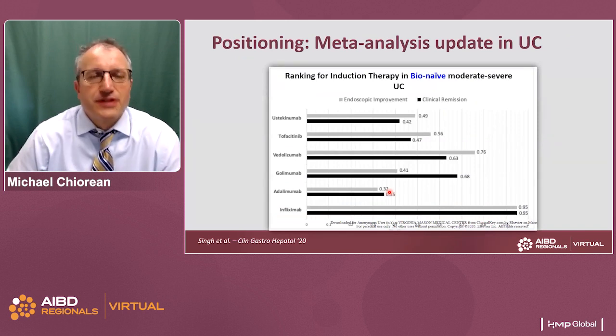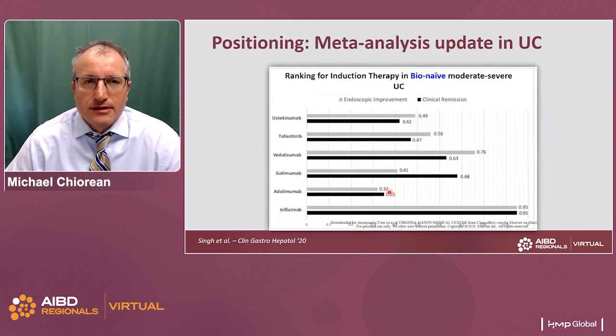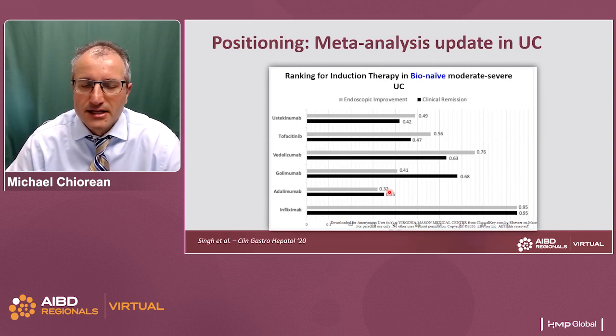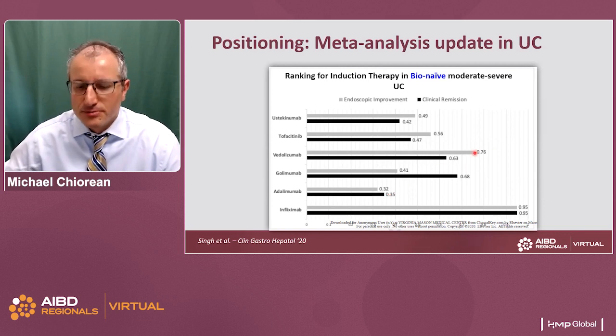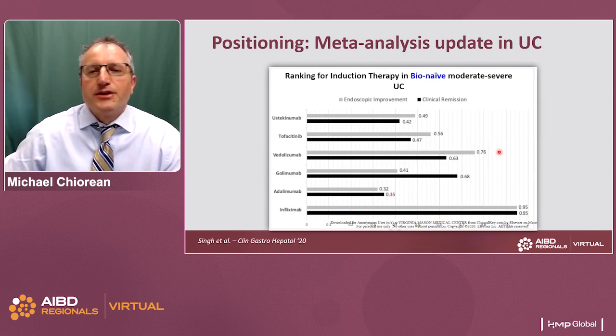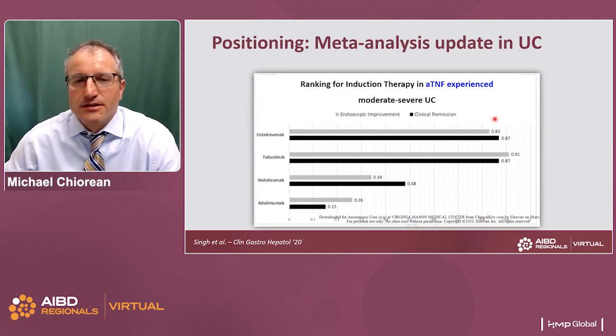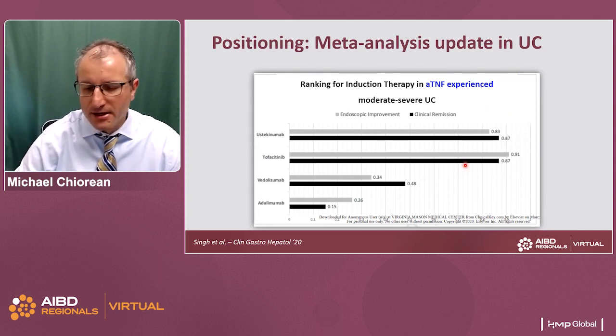So with that in mind, how do we position JAK inhibitors and Tofa in particular for the treatment of patients with UC? When we don't have comparative trials, obviously we resort to these network meta-analyses. And this is the updated one by Sid Singh's group at UCSD, showing that for patients with moderate to severe UC who are bio-naive, infliximab and vedolizumab seem to be the winners. Whereas for patients who are anti-TNF experienced, based on the data available at that time, Tofa and ustekinumab seem to beat the competition.